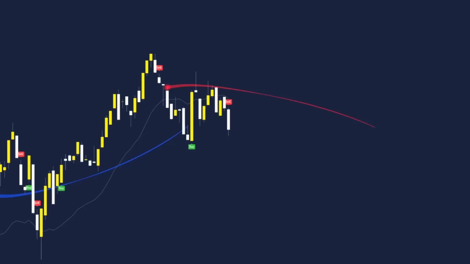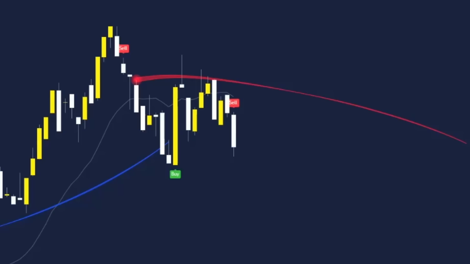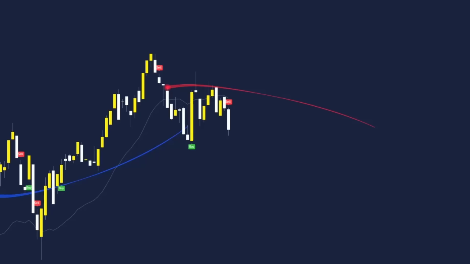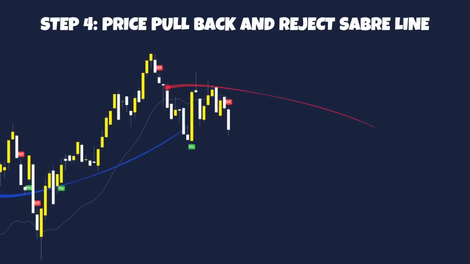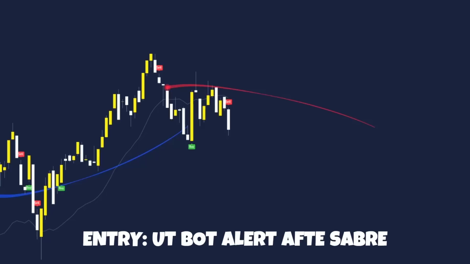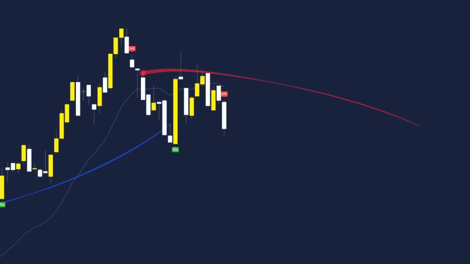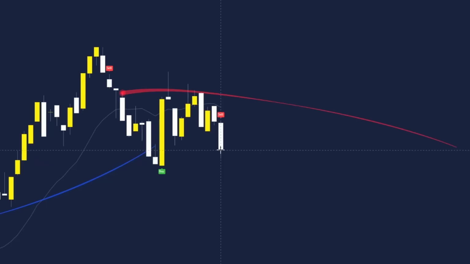Now a few candles later, we do get our second sell for the UT Bot Alert, but once the MA Sabre line has painted, we then want to see price move back towards this Sabre line, reject off it, and then paint the entry signal, which is the UT Bot Alert sell label. And this would be our valid entry. Enter your sell on the close of the candle here.